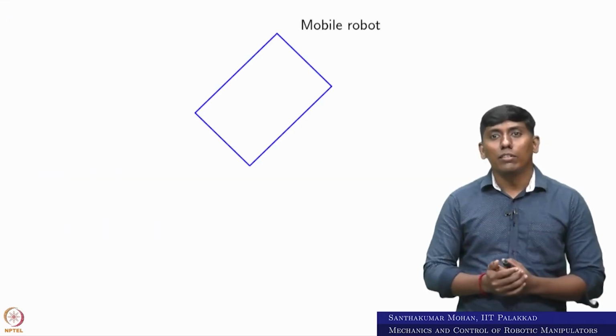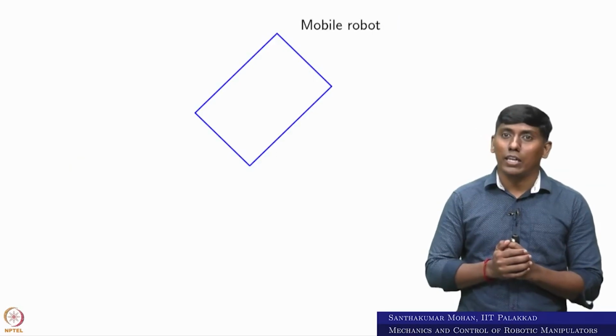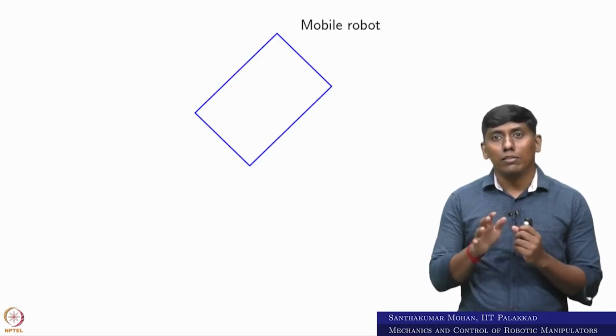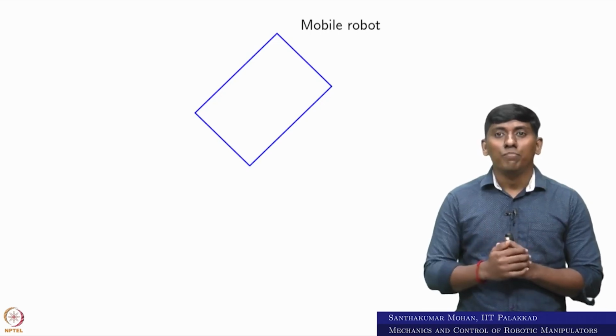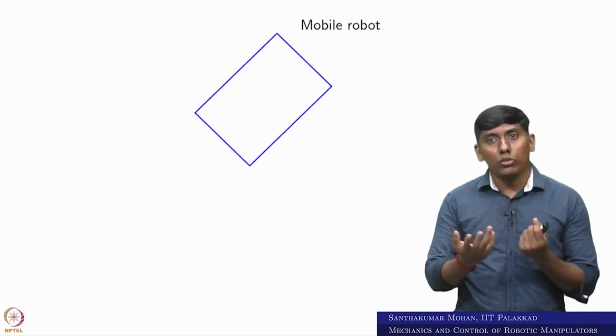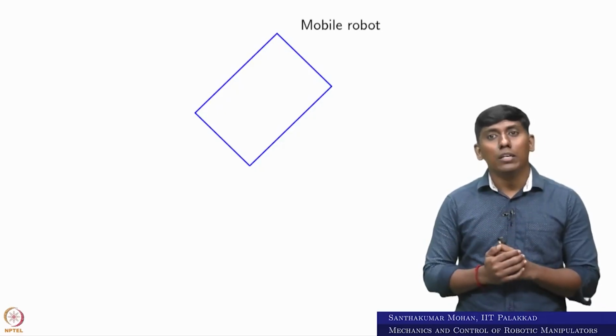So what we can see, the mobile robot I can show as a small rectangular box, because it's land based, so it can be plotted as a small planar object. Even from a mechanics point of view, it is a planar joint. Planar joint means two translations and one rotation are possible.